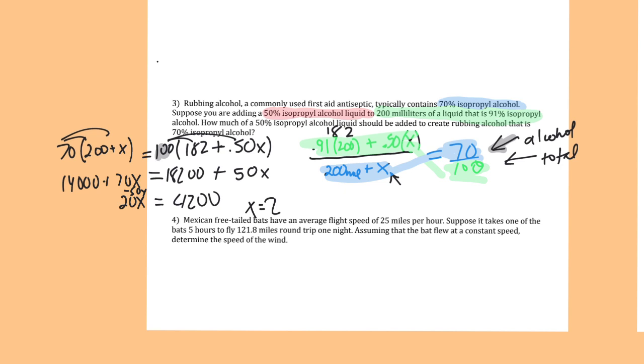So that means x represents how much more you add of the 50% isopropyl solution. You're going to add 210 milliliters of that diluted form, and that will dilute our 91% strong solution down to 70. If I add more than that, it'll be too diluted. If I add less than that, it won't be at 70%. So this is how you set up. I want you to practice this on your homework.